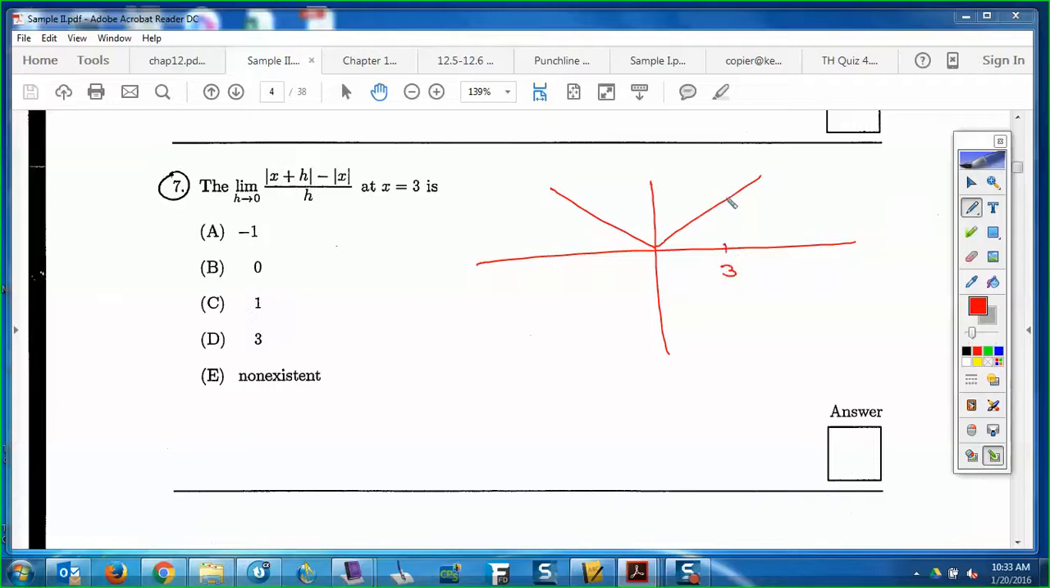What's the derivative of the absolute value graph at 3? 1. It's a slope, right? Slope of the absolute value graph at 3 is 1. So the answer to this is 1.